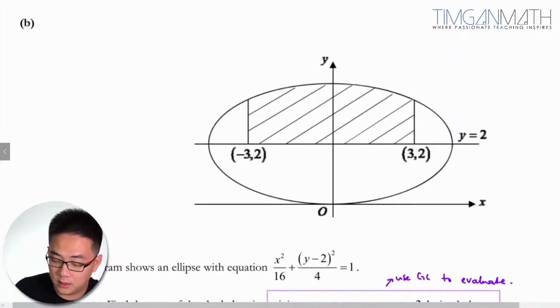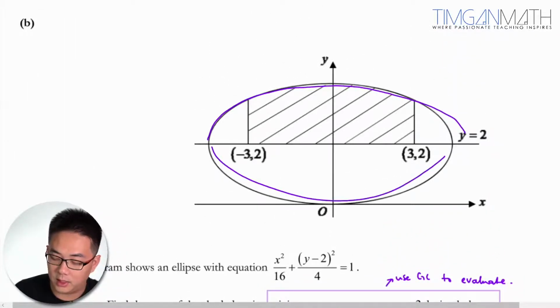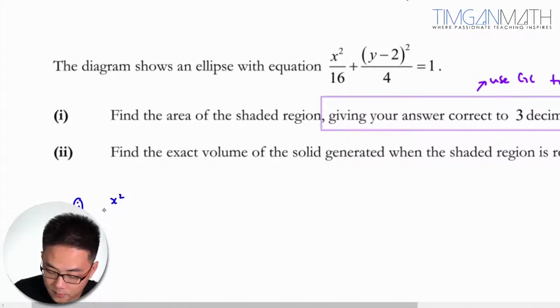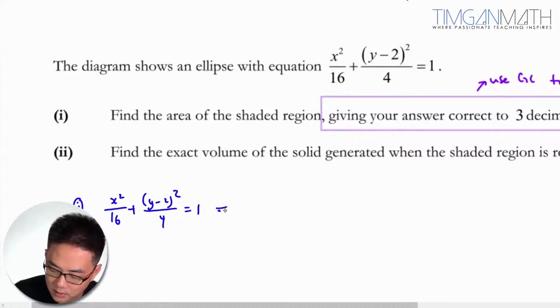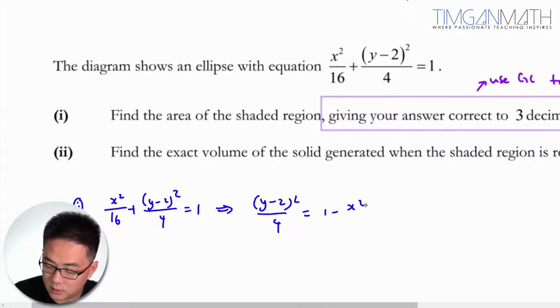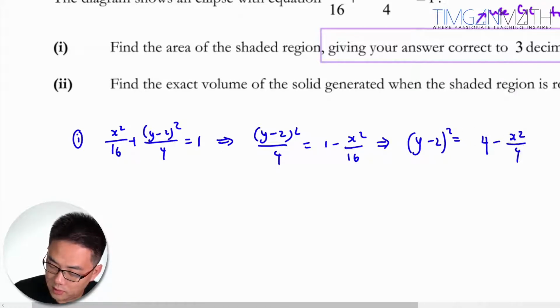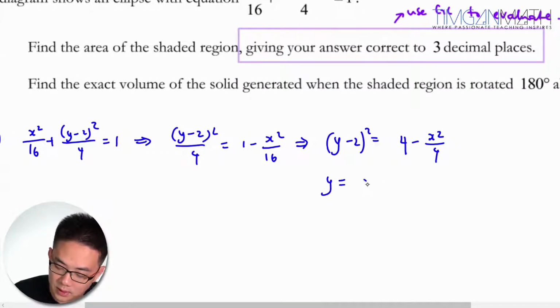So there are 2 equations here. So this is one y and there's another y here. So just make y the subject. We need that. So for 1, what we need is actually just (y minus 2) squared over 4 equals to 1 minus x squared over 16, and after which we will have (y minus 2) squared, maybe I just put a square there, equals to 4 minus x squared over 4.